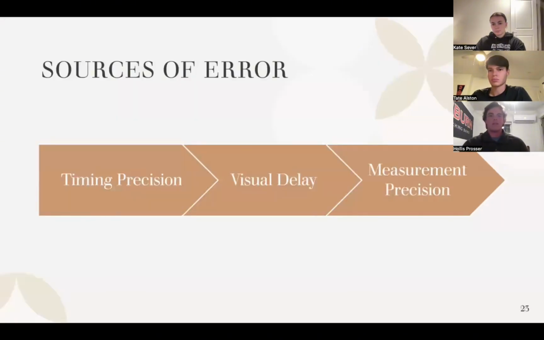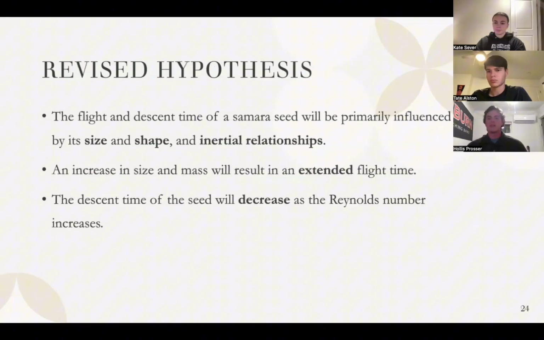Some sources of error we might have encountered are precision in our timing. We were using a recording of a stopwatch and the seed hitting the ground, and there's some inbuilt delay in the video and how we might have perceived the timing. Visual delay from our reaction time seeing the seed hitting the ground and the stopwatch. And then our measurement precision, because we're only going to a couple of decimal places in seconds and we're doing fractions of millimeters and inches to measure. So there's definitely some more measurement that could have been done.